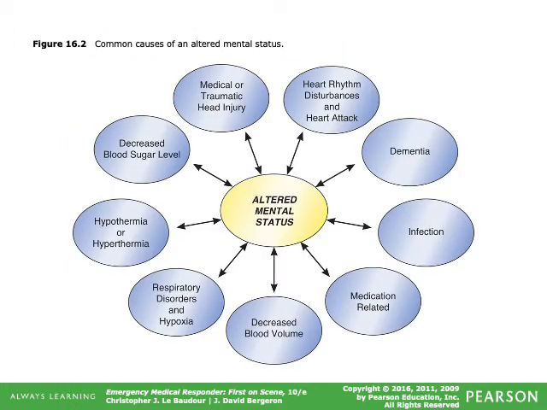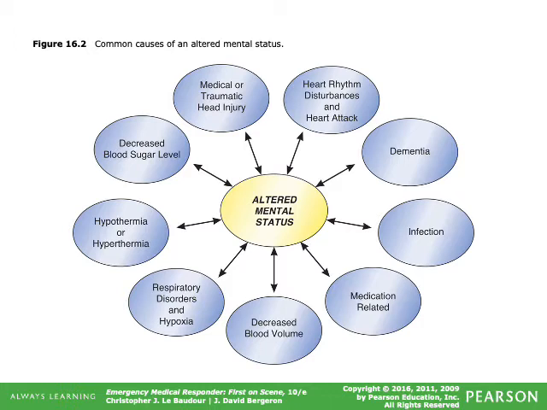All right, this is just a chart with some common causes of an altered mental status. Start with the top at the 1 o'clock position. Heart rhythm disturbances and heart attacks. They can cause this because of a decrease of blood pressure. Dementia. This is something that's chronic. Infection. This can also cause shock and confusion. Medication related. Depending on the type of medication, it can cause changes in mental status. Decreased blood volume. Obviously, that's going to cause a decrease in blood pressure and perfusion to the brain, which can in turn cause the altered mental status.